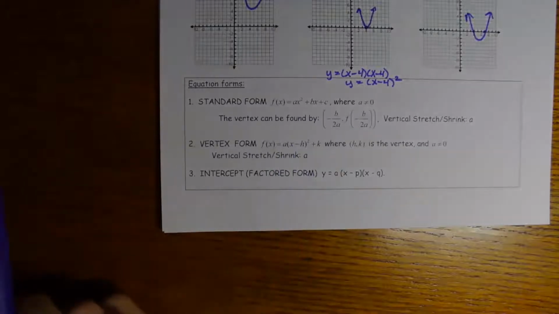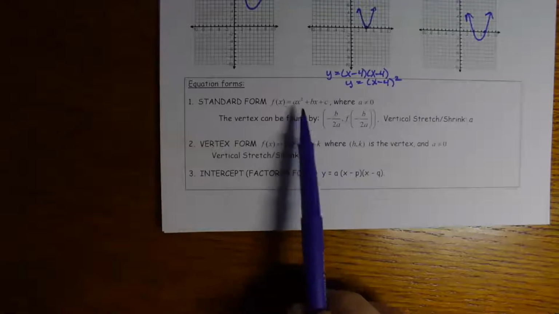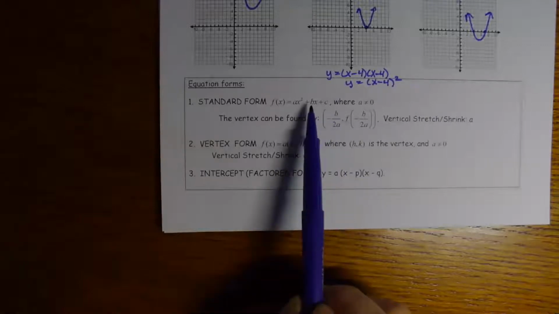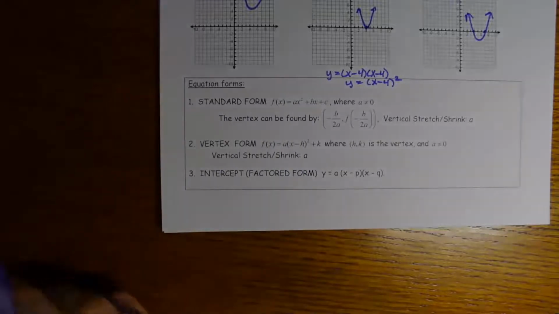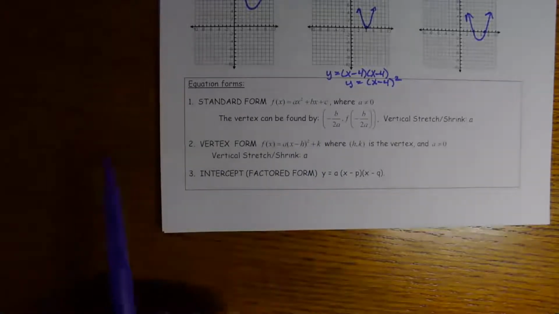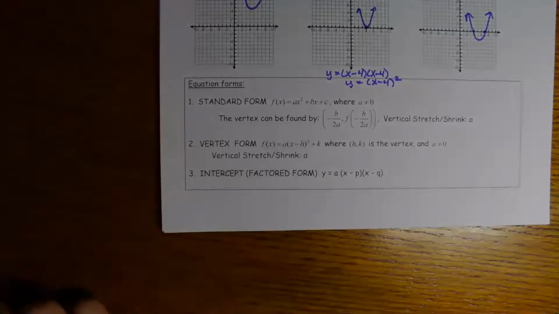Now you can always find the vertex without stressing out. All you have to do is negative b over 2a. So that's this number over 2a. Once you find the x value, you can plug it back into the equation to find the y value, and you found the vertex.